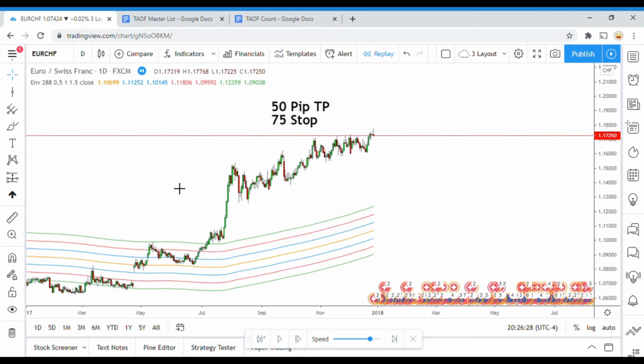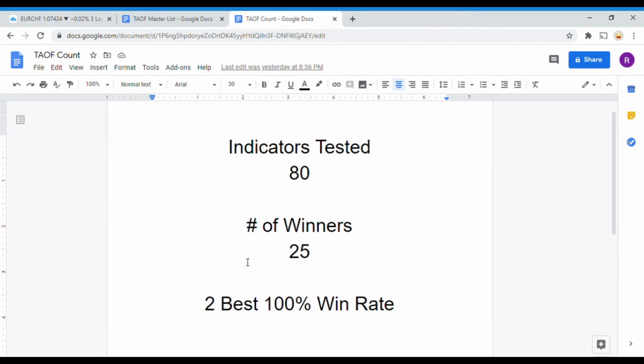Alright, as I said, today we will be testing the 3x envelope indicator. But before we do, I wanted to put the indicator scoreboard up for everyone to see. To date, we have tested 80 indicators. Out of those 80, 25 have been winners, which means they have met or exceeded the 60% win-loss ratio threshold that we have set for them. The best two so far were able to achieve a 100% win rate.